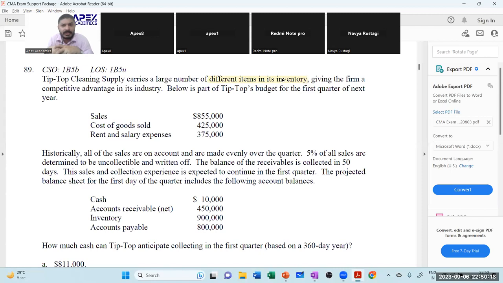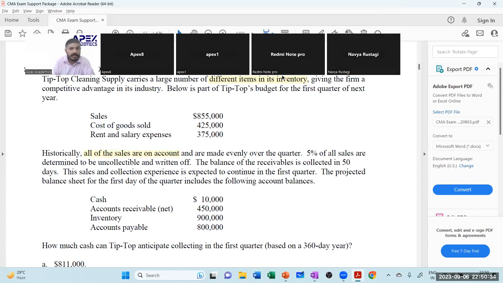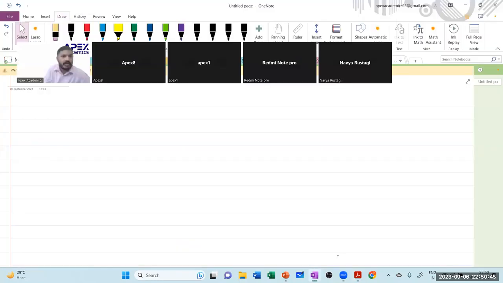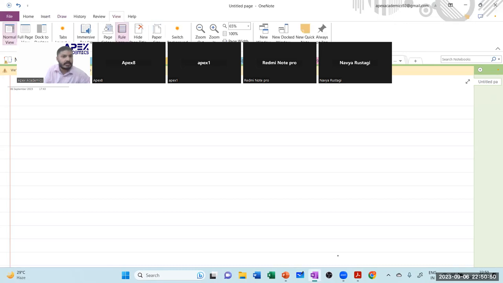Below is Tip-top's budget for the first quarter of the next year. It's a budget. The sales are 8,55,000. The COGS is 4,25,000. Rent and salary is 3,75,000. Historically, all the sales are on account, meaning all the sales are credit sales, and are made evenly over the quarter. What is the meaning of evenly over the quarter? The fact that sales are made evenly over the quarter is the first most important point of discussion as far as this question goes, right?